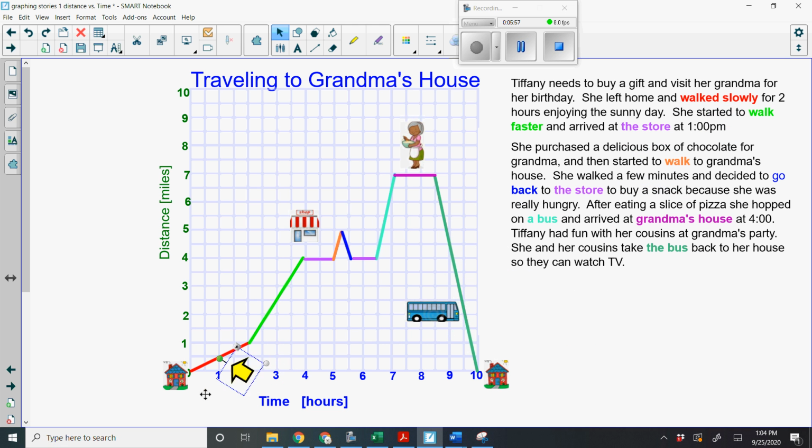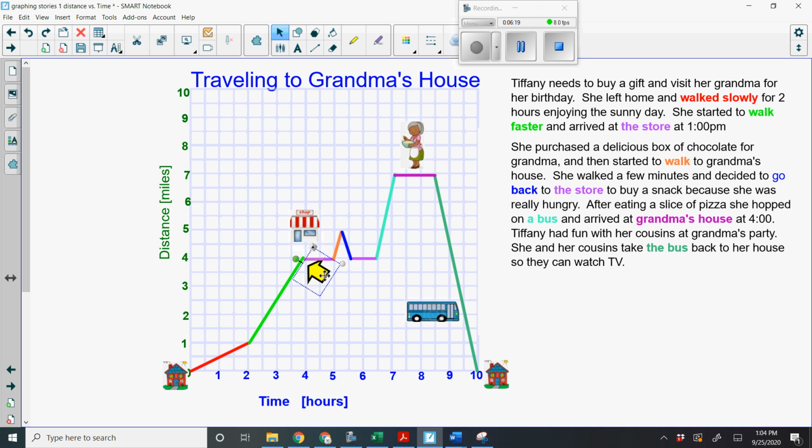She walks slowly and then she speeded up. Her walk speeded up. Okay, that's what I described in the story. She's walking for 2 hours. Here's 2 hours. And then she speeds up and she gets to the store and she arrived at the store at 1 o'clock. Okay, that's what I put in the story.